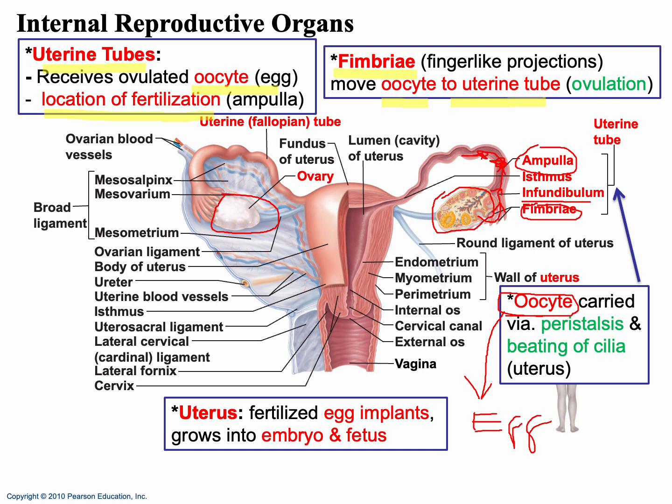So from here then, the oocyte travels down the uterine tube, and eventually it can make its way to the isthmus. That's a very narrowed area of the uterine tube. And the oocyte can travel into the uterus.